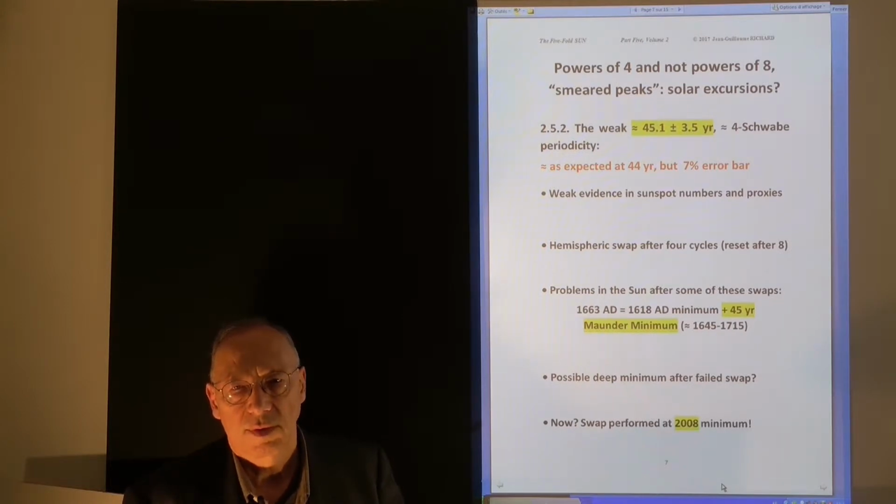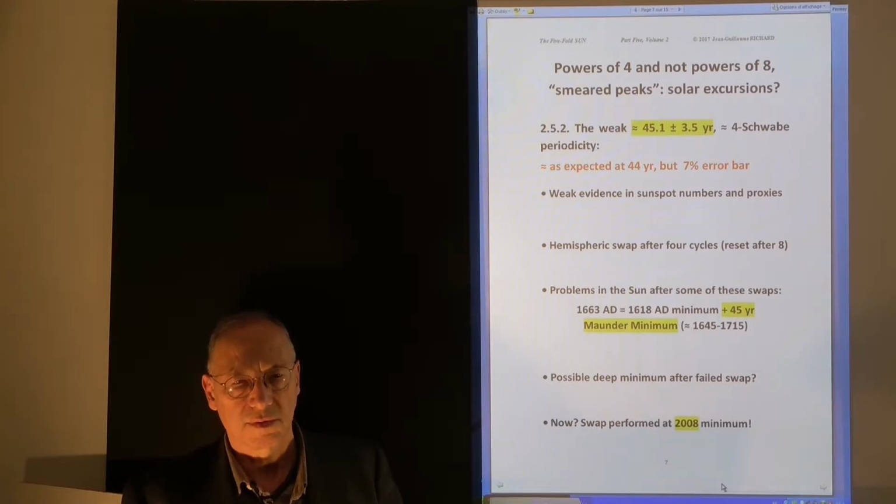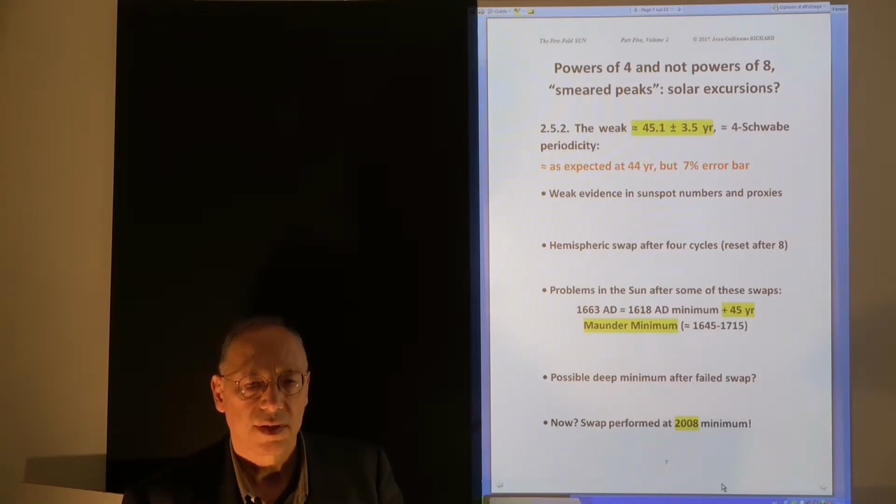For the 4 Schwabe cycle periodicity, there is weak evidence. In fact, it is one of the periods in this period doubling sequence for which there is least evidence, especially directly in sunspot number series. However, it is certain that this period exists in the phenomenology of the Sun, because it is now accepted that after 4 cycles there is a hemispheric swap. The leading hemisphere is swapped and the dominant hemisphere is swapped. There is thus a reset after 8 cycles.